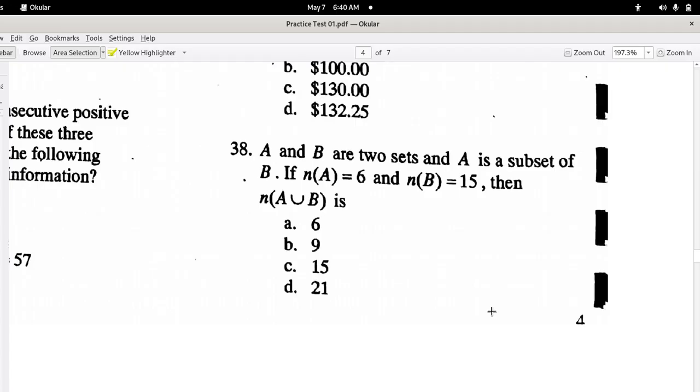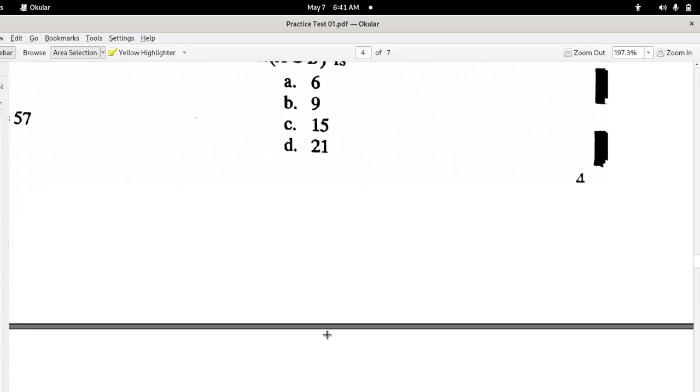You have two sets. A is a subset of B. You should remember what a subset is. You have the number of items in A, number of items in B. So, using that Venn diagram, you can then count how many items are in both A and B. So in that case, you can tell what the answer is here.